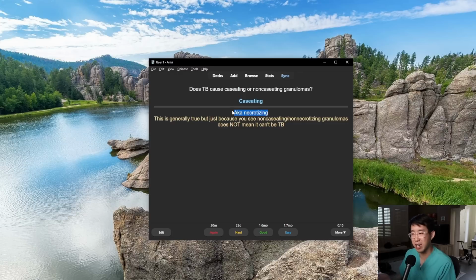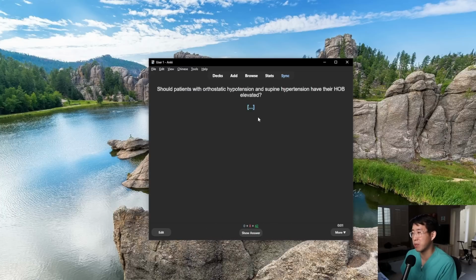So the first thing is that they had mentioned it as necrotizing. And so you need to know that caseating and necrotizing are pretty much the same thing. But just because you see non-caseating or non-necrotizing granulomas does not mean that it can't be TB. So we know that TB is associated with caseating granulomas, but in this specific case, they had a non-caseating granuloma and it still ended up being TB. So something important to keep in mind.